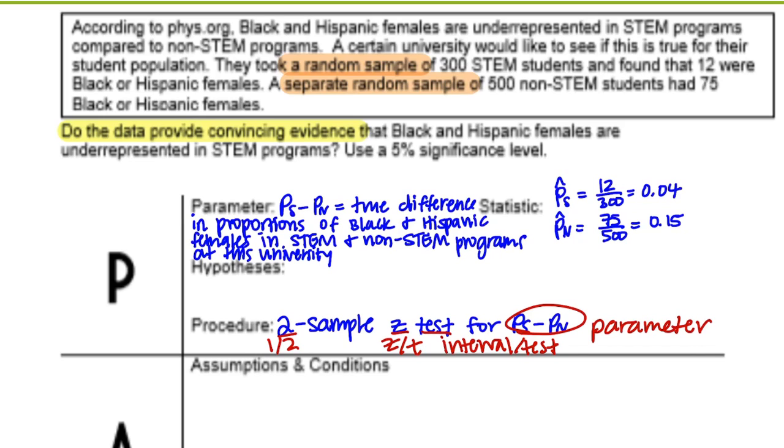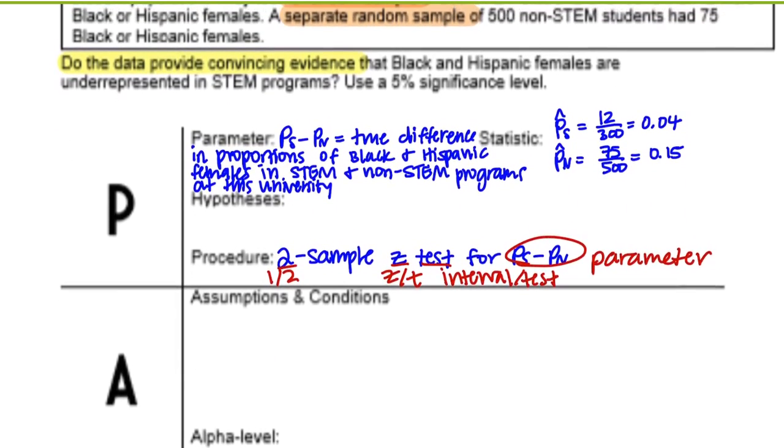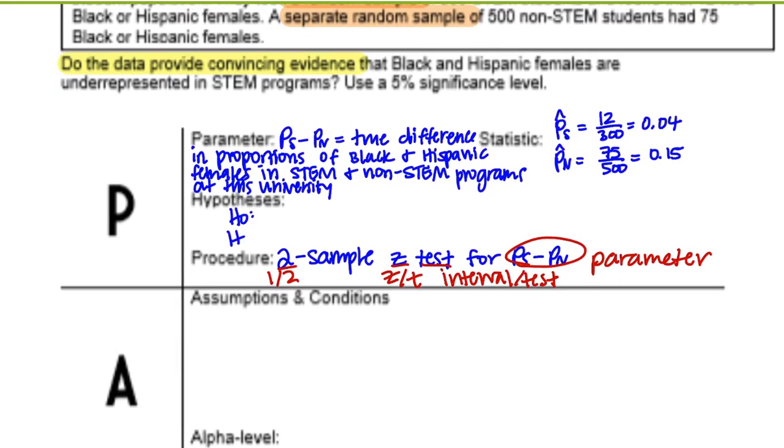All right, now let's talk about these hypotheses. With the hypotheses, remember, we have 2 still. This isn't new just because there's 2 samples. Everything will stay roughly the same, H0 and HA. And then remember, we put our parameter always. So p_S minus p_N. They should always be exactly the same. And I'm wondering, are Black and Hispanic females underrepresented? That means, is the proportion of Black and Hispanic females in the STEM programs less than the proportion of Black and Hispanic females in the non-STEM programs?